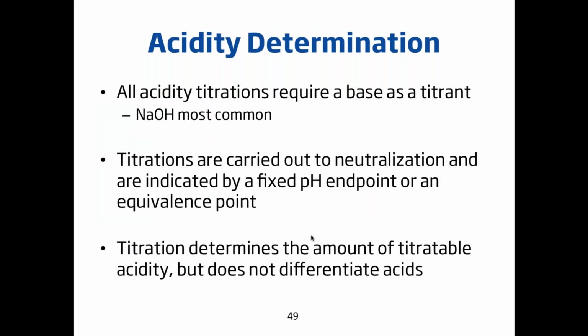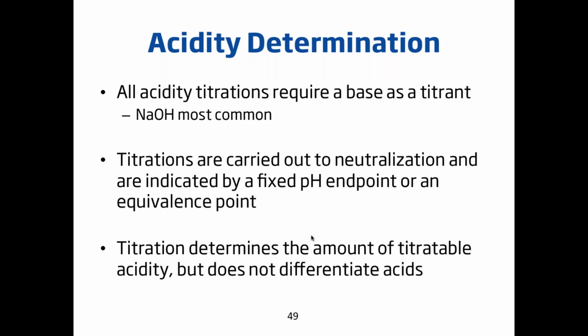So all acidity determinations require a base as a titrant. They're carried out to a neutralization point. And it's really important to note that this can be used to determine the total amount of titratable acidity, but we can't use it to differentiate different acids, as that base will neutralize all acids present in the sample.